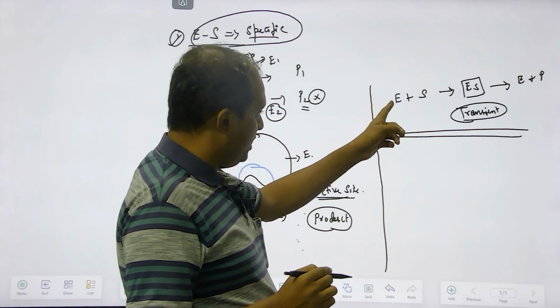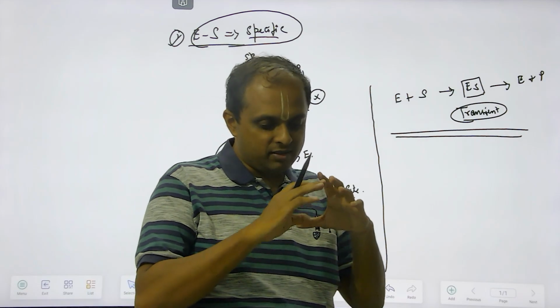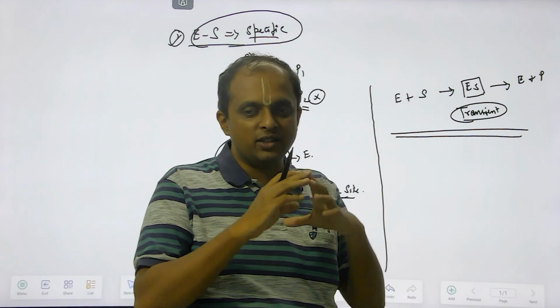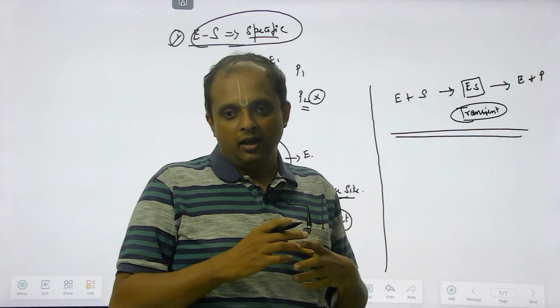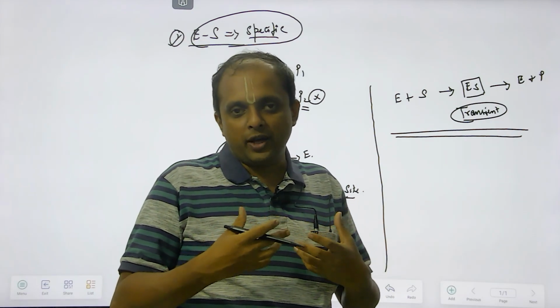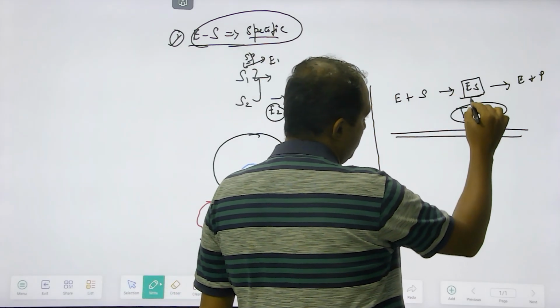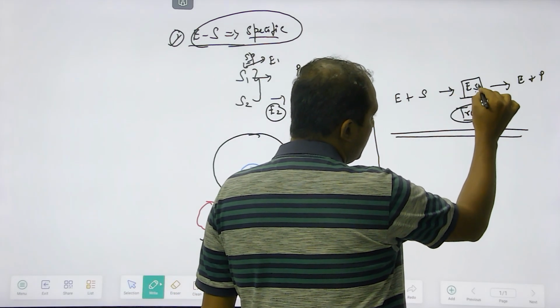See, the enzyme is going to accommodate the substrate. Once that accommodation happens, there's going to be a slight change in the conformation of the enzyme. The conformation is going to accommodate the substrate more closely. Then what happens? This ES complex is formed where the substrate is actually getting converted to product.